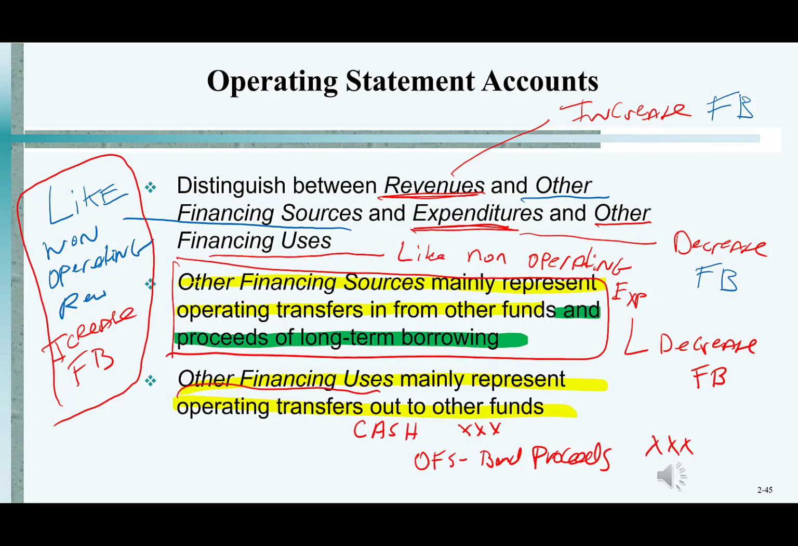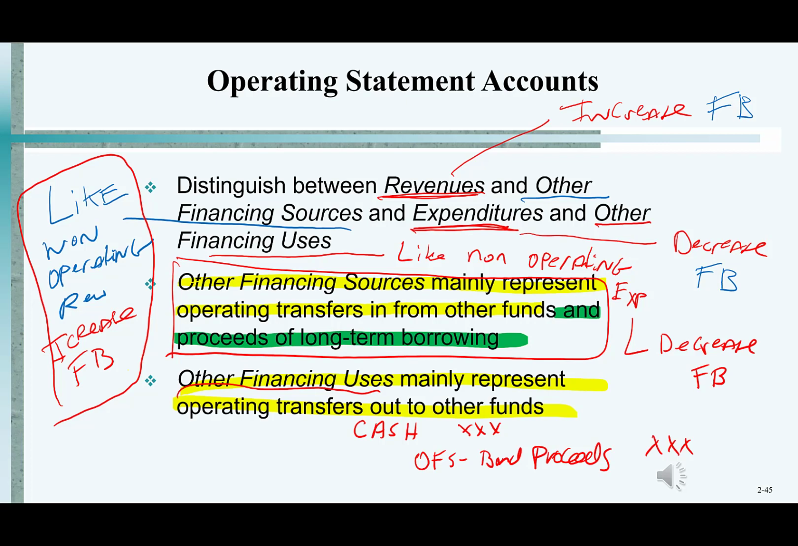There is only one other financing use. One. And that's the transfer out. The fund that is sending the money to the other fund is going to credit cash as money comes out, and they will debit other financing uses, transfer out, because they have like a non-operating expense, don't they? Because they've transferred money to another fund.